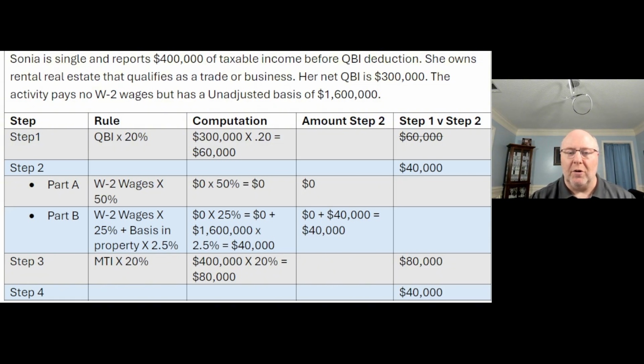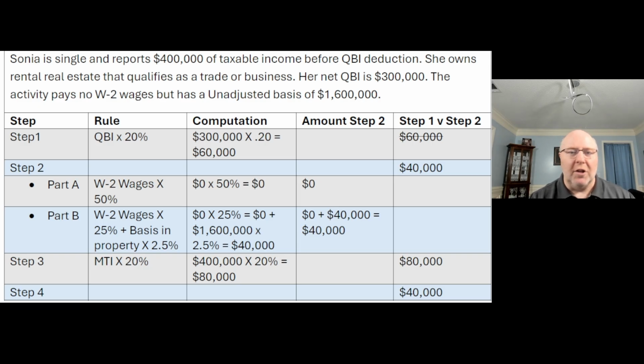So the first thing we do is look at our modified taxable income, which is $400,000. We're going to compare it to our table. $400,000 for a single individual is going to be outside the phase-out amount. It doesn't look like she has an SSTB, so she doesn't have a specified services trade or business. So we should be good beyond that, and we're going to actually have to do our computations.